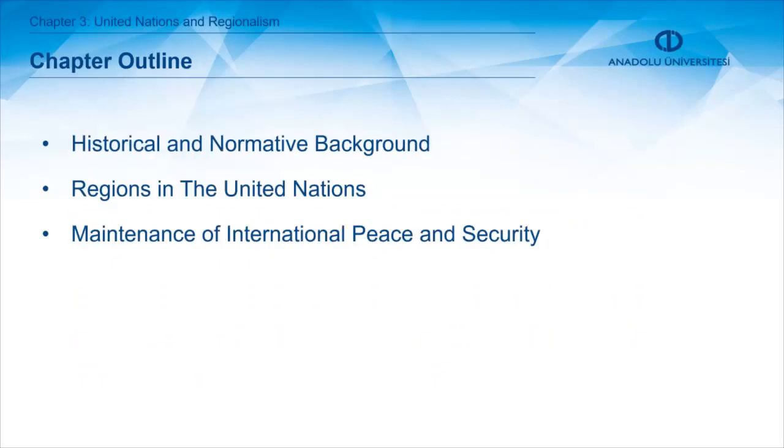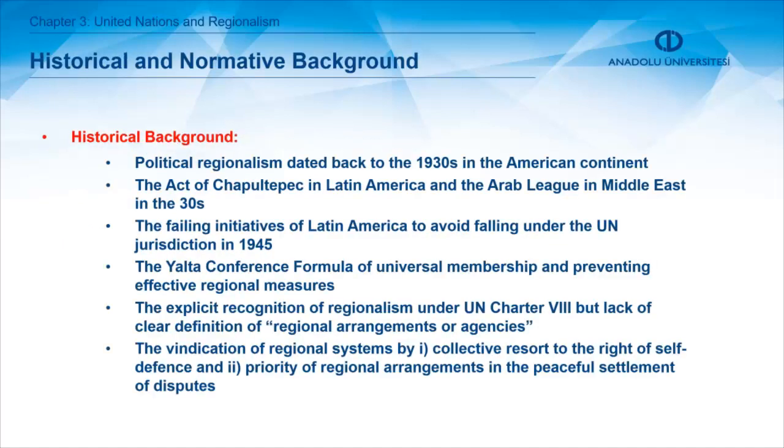So this chapter has three main titles. The first deals with the historical and normative background. The second deals with regions in the United Nations. And the final title explains maintenance of international peace and security. So let's start with the historical and normative background.